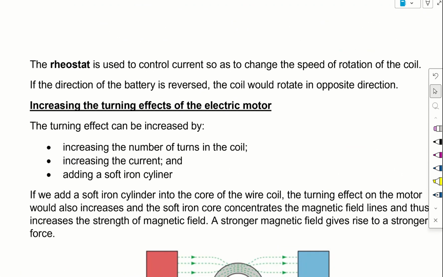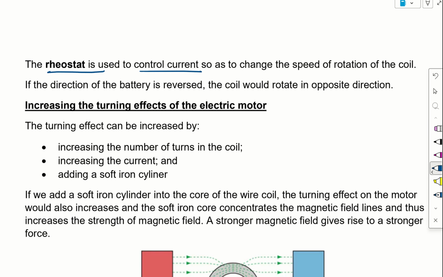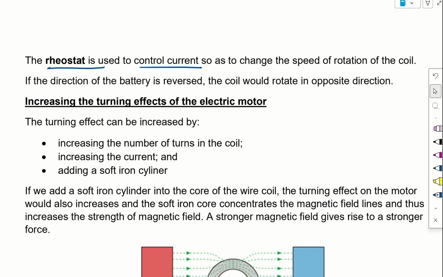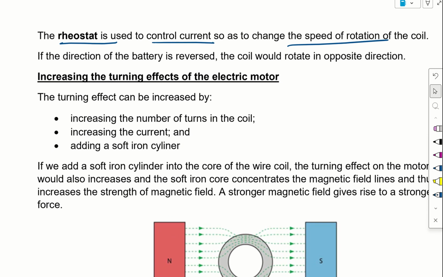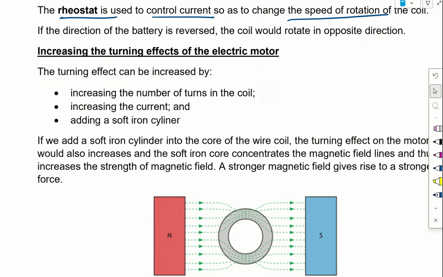There's also a rheostat so as to control the amount of current flowing, so that we can control the speed of rotation. Now take note, if the direction of the battery is reversed, the coil will rotate in the opposite direction. Similarly, if we change the north and south of the magnets, the coil will also rotate in the opposite direction.